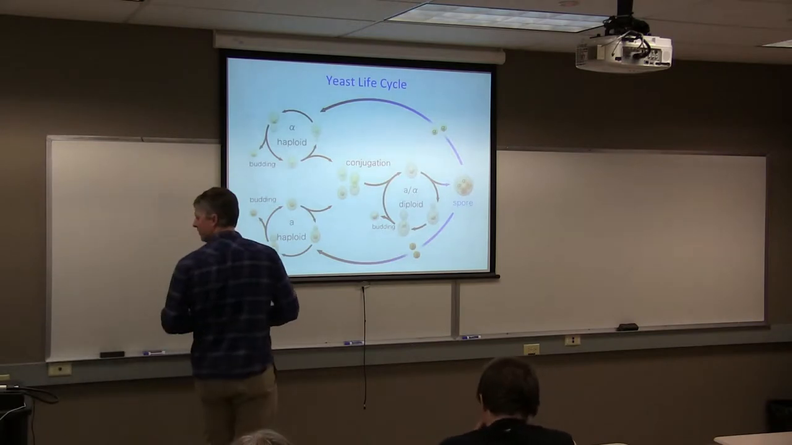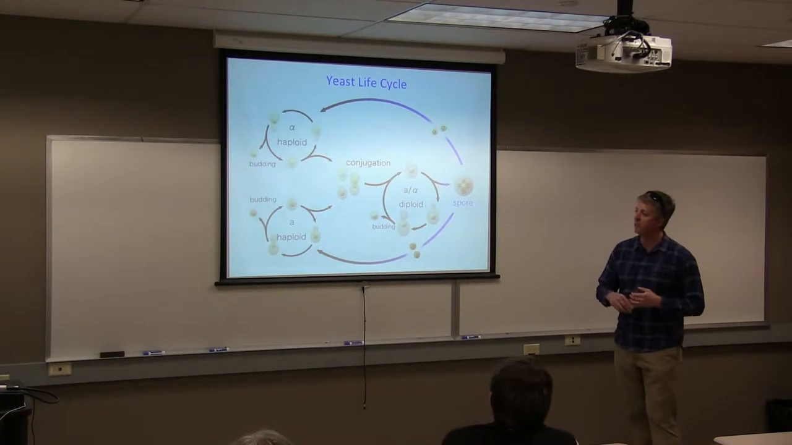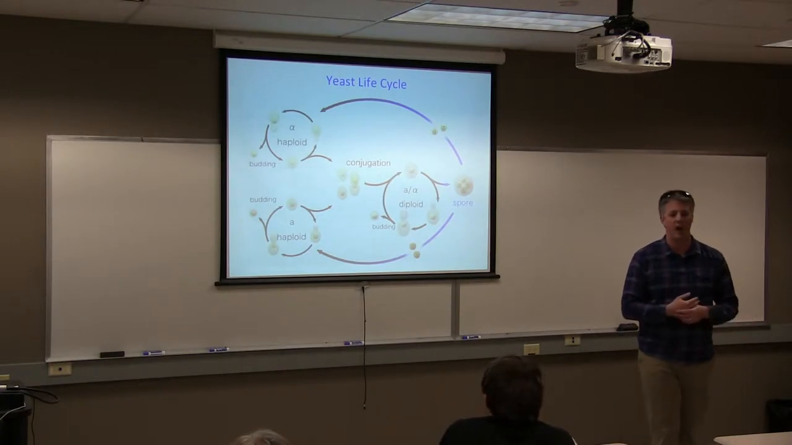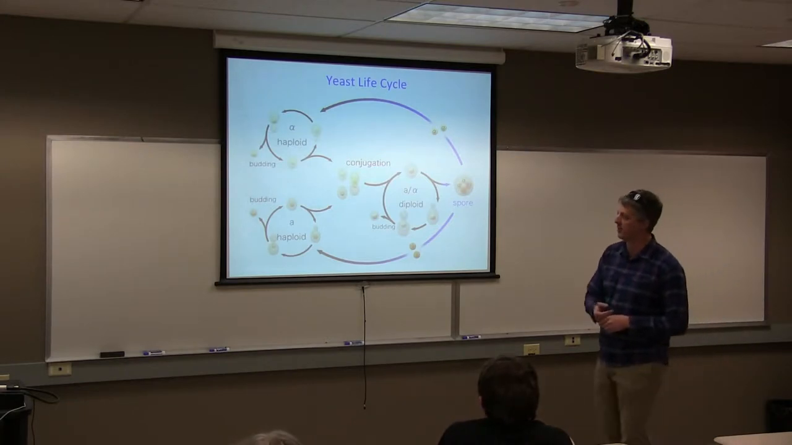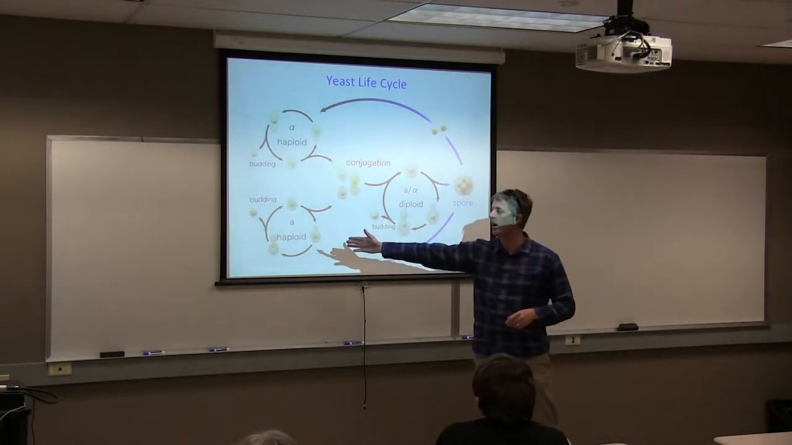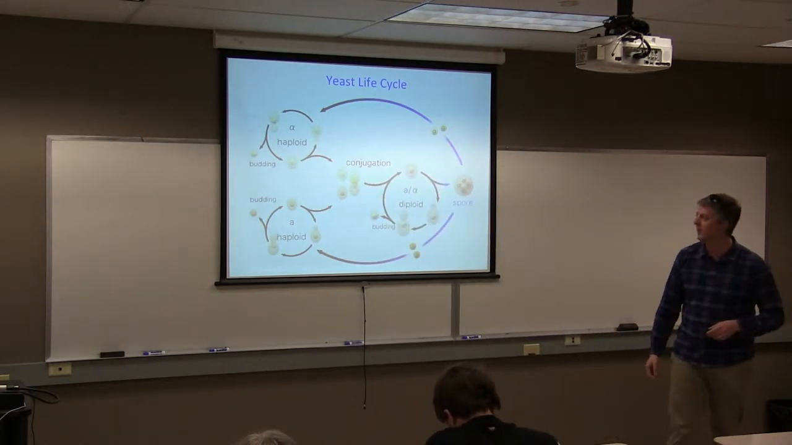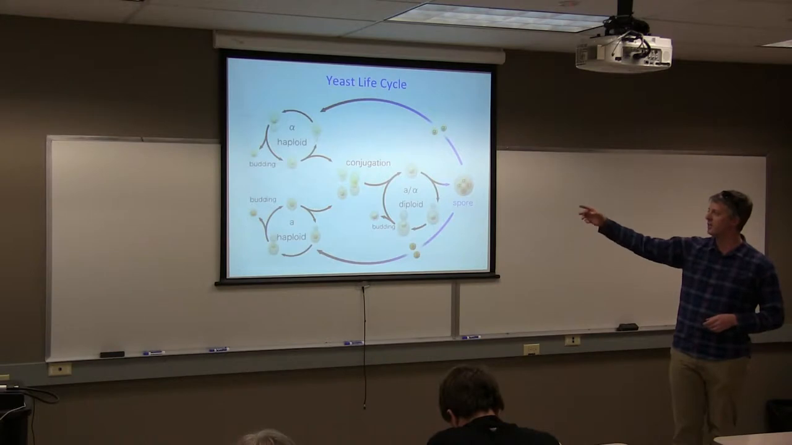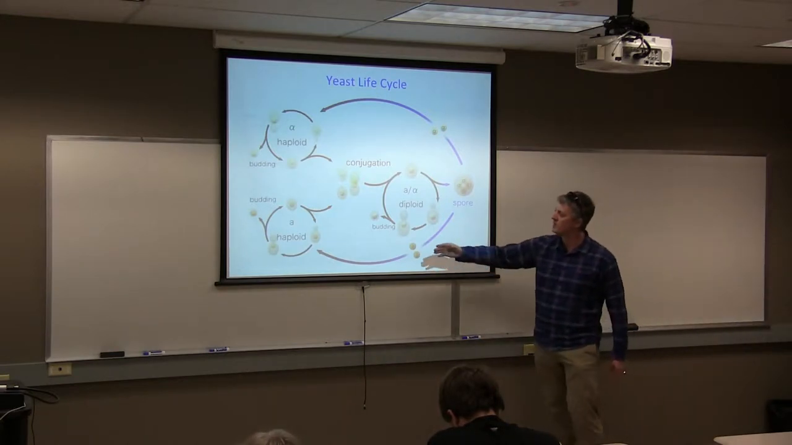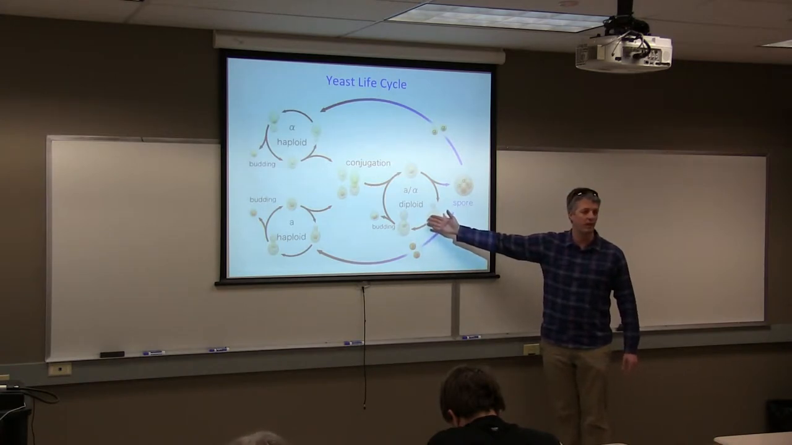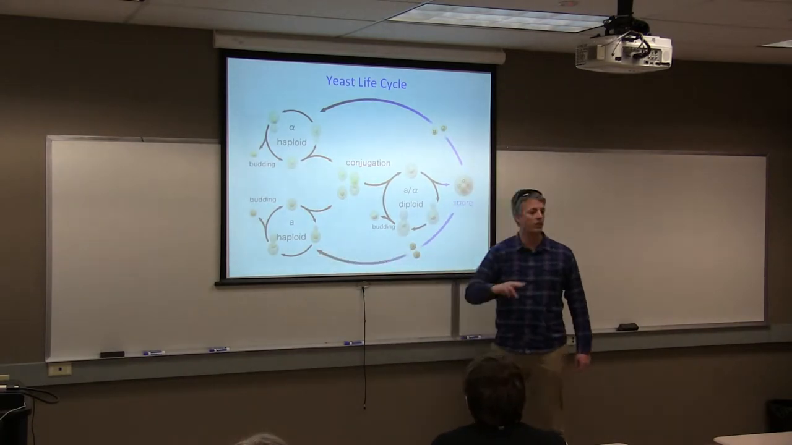Yeast life cycle. You can go haploid or diploid. Haploids come in two flavors, MAT-A and MAT-alpha, which is just the mating type. MAT-A and MAT-alpha can come together through conjugation and form a diploid. You can maintain Saccharomyces cerevisiae as a diploid, with 2N copies of DNA, or as a haploid, and you can go in between.